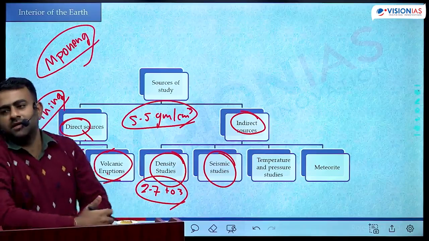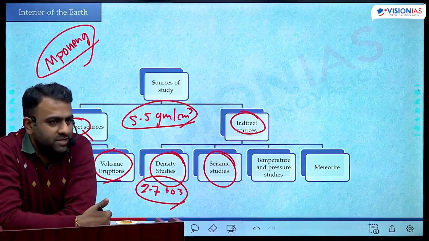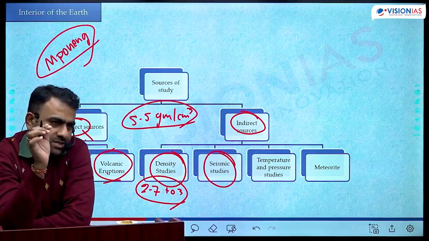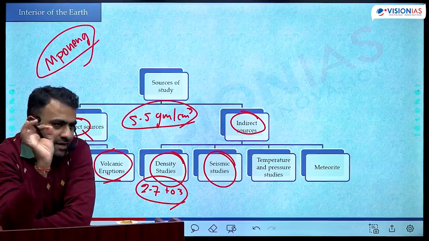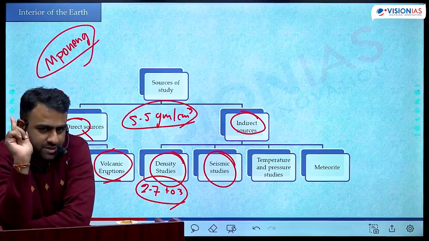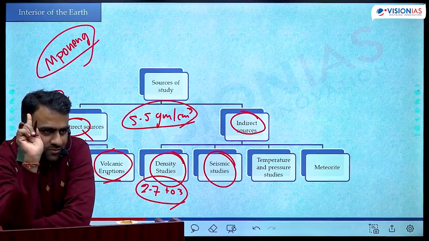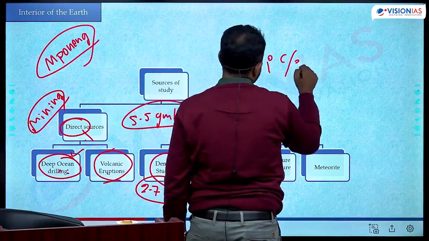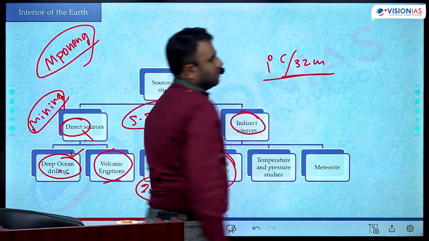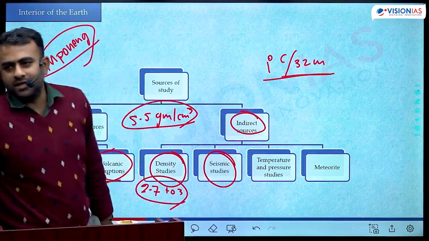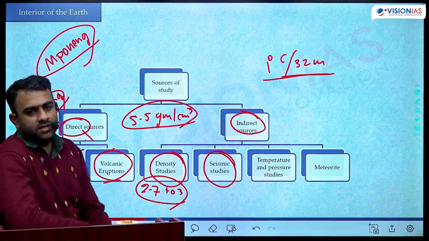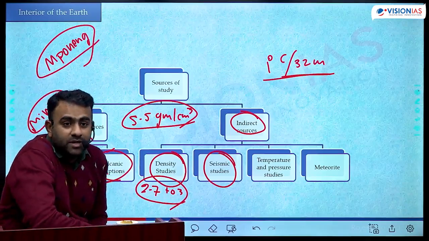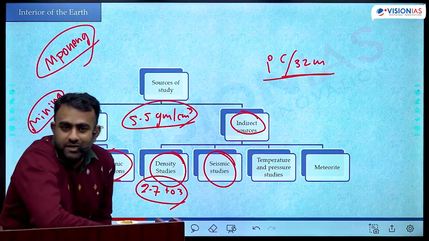What do we do in temperature and pressure studies? We'll try to correlate the changes in temperature and pressure. For example, with increase in depth, the temperature changes at the rate of 1 degree Celsius for every 32 meters. This is the rate at which the temperature changes. However, if the temperature increased at this rate, by the time you reach the core of the earth, the temperature would be hotter than the sun. Meaning it is not increasing at such a rate, the temperature is not increasing at a uniform rate.